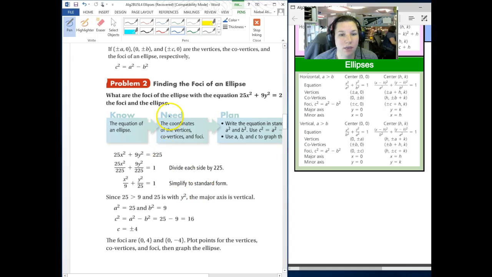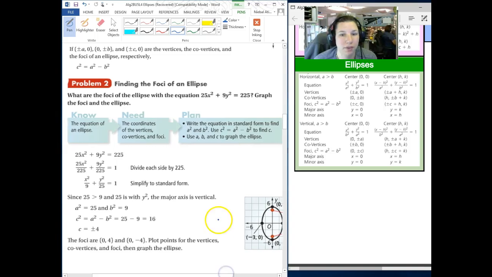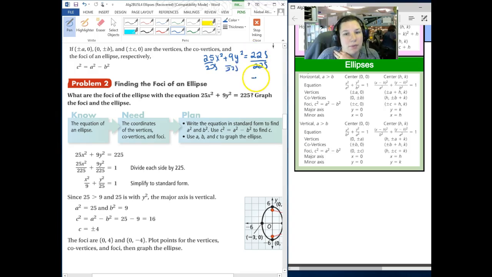Finding the foci. What are the foci of the ellipse with the equation 25x squared plus 9y squared equals 225? They've given me the equation, but it doesn't match the form I need. Notice that all of these are equal to 1, and this one is equal to 225. So your first step is to make it equal to 1, and I accomplished that by dividing everything by 225, because anything divided by itself is 1.